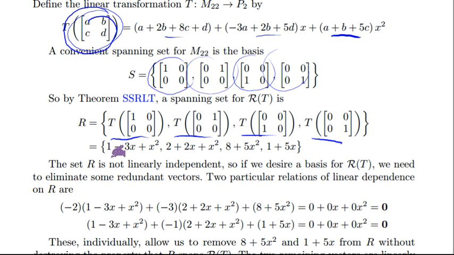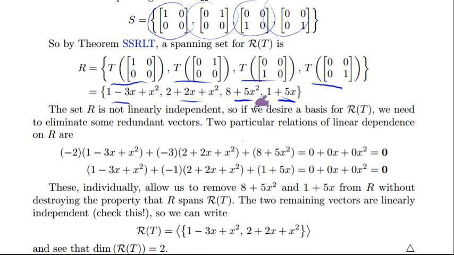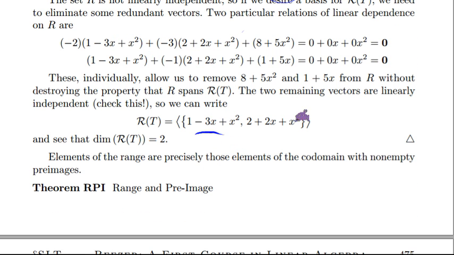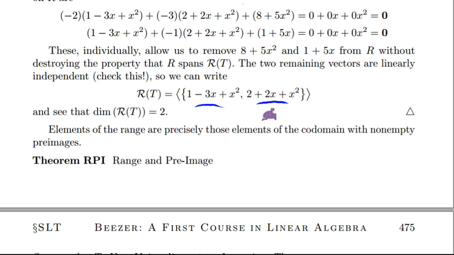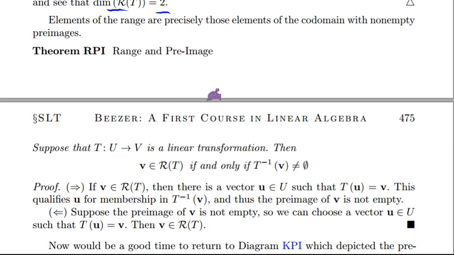Okay, so here we have a spanning set for the range. They may not be linearly independent. So we can see that he shows that these two are actually linear combinations of the other two, so we can remove those. It's clear that these two are linearly independent because they're not scalar multiples of each other. So the dimension of the range is 2, and here's a basis.